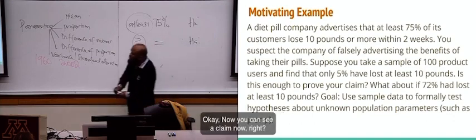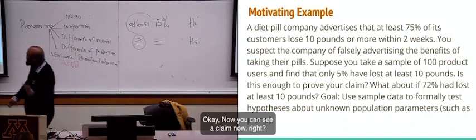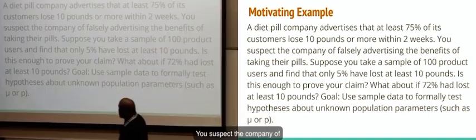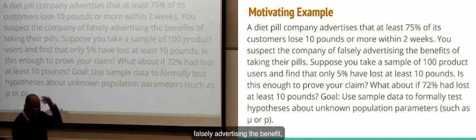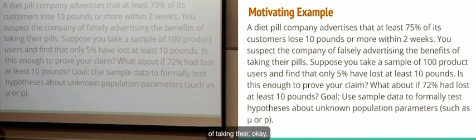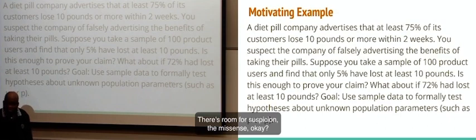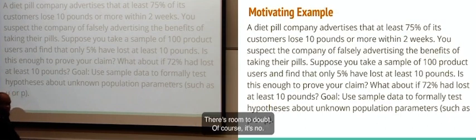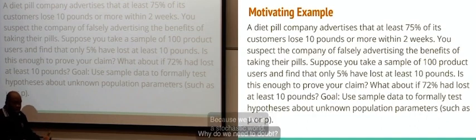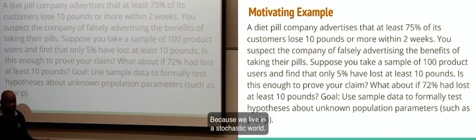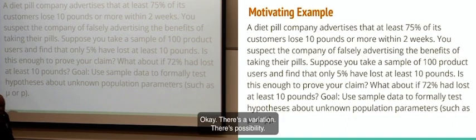Okay? Now, you can see a claim now, right? You suspect the company of falsely advertising the benefit of taking their pills. Okay? You know, it's normal. In real life, there's room for suspicion. Does that make sense? There's room to doubt. Of course, it's normal. Why do we need to doubt? Because we live in a stochastic world. There's variation. There's possibility.